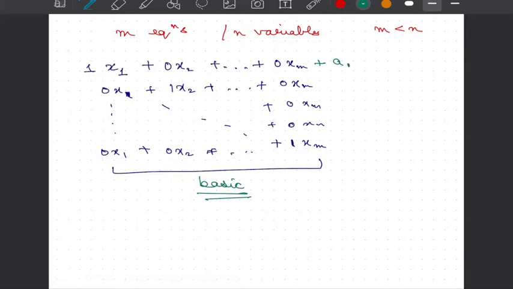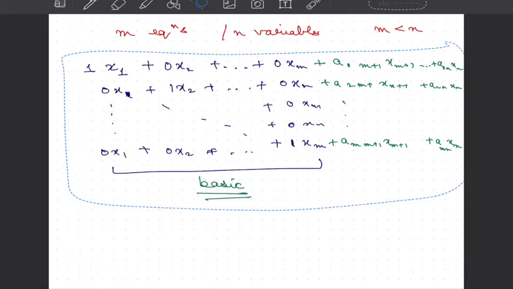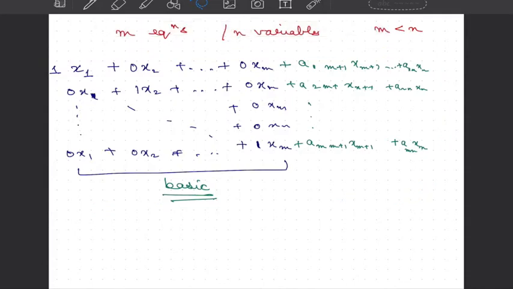So we would have a1,m+1 x m+1 plus a2,m+1 x m+1, and so on, up to a1n xn plus a2n xn, and the last row can be written as a m,m+1 x m+1 all the way till a mn xn, and these are equal to, let me write it in a little more compact form, b1, b2, all the way till bm.